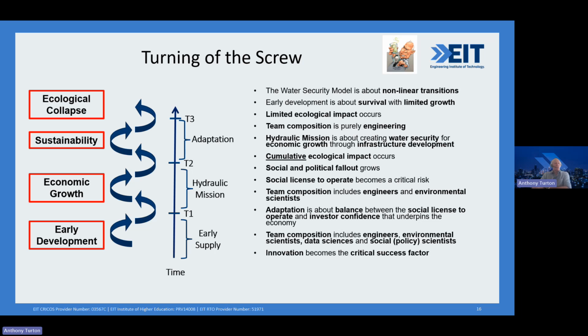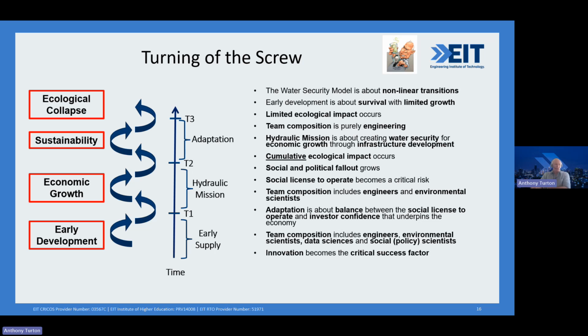So it's the whole idea of this cumulative ecological impact and the social and political fallout that happens over time, where the social license to operate becomes a critical, increasingly big risk, as we see now in Western Australia. We've seen it in South Africa as well. Adaptation, at the end of the day, is about balances between the social license to operate and investor confidence that underpins the economy. Team composition over time will become more complex to mirror the environment, to mirror the real world problems that are being managed.